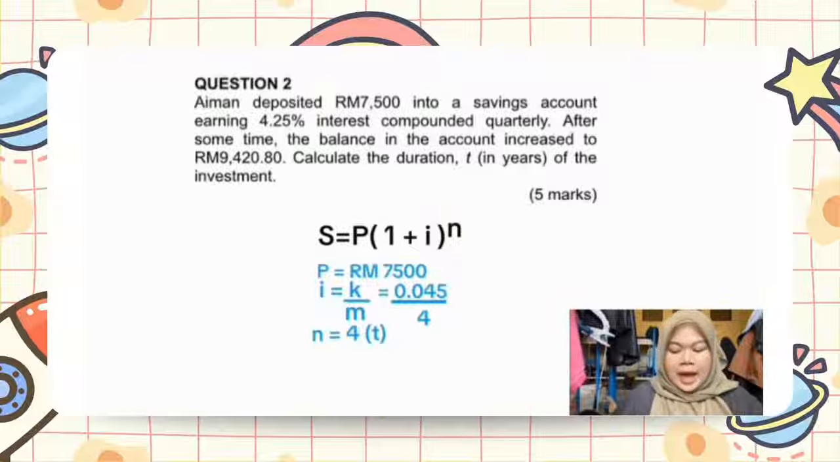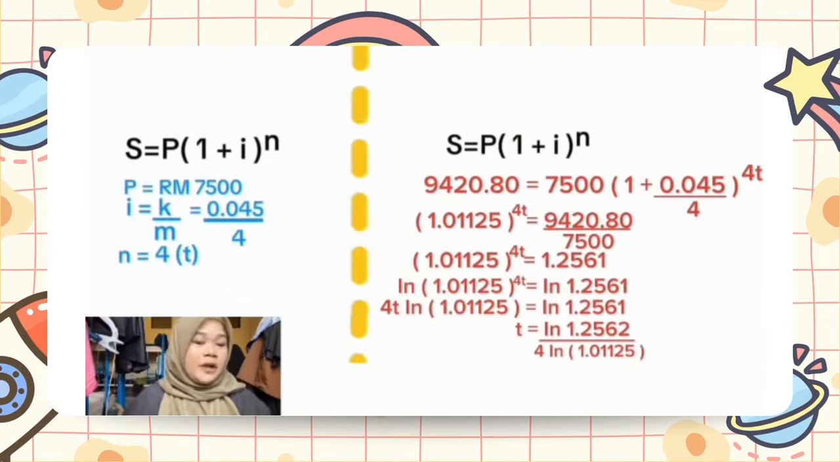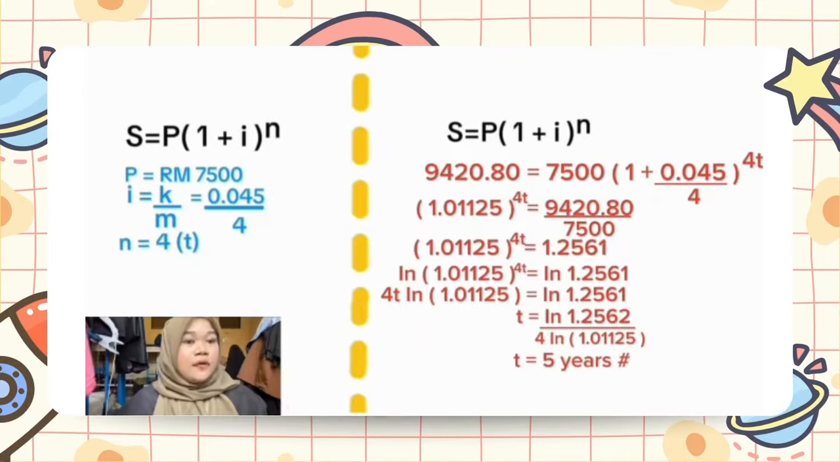And now we have to find the N. So N is M multiplied by T. So our M we already have, it was 4. So the T we have to find. So now we just have to put all of the information into the formula. Last, we got our T is 5 years.